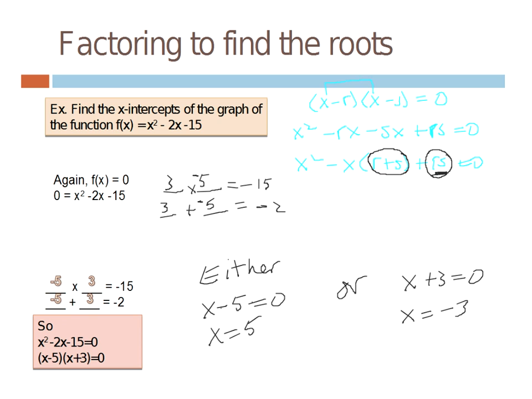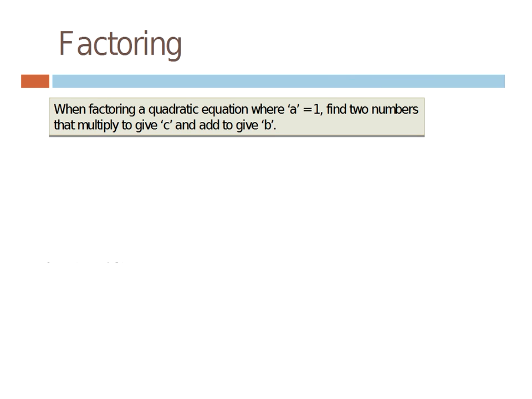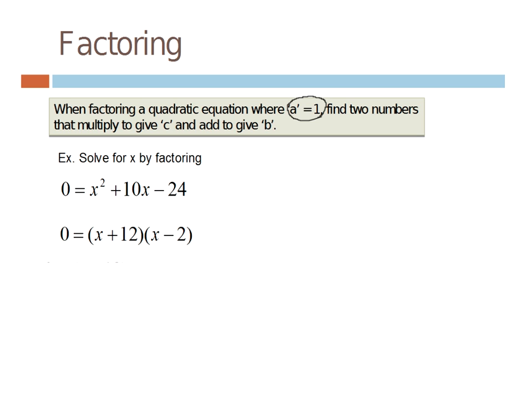Factoring doesn't always work. It's very quick if it does work. But it doesn't always work. So I'm going to make the condition that I'm only going to deal with factoring when a equals 1. And so you need two numbers to multiply to give you C and add to give you B. So here's an example, solved by factoring. So what I need is two numbers to multiply to give me negative 24 and add to give me 10. Well, those numbers are 12 and negative 2.